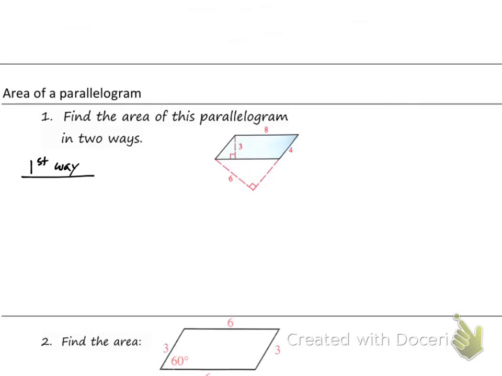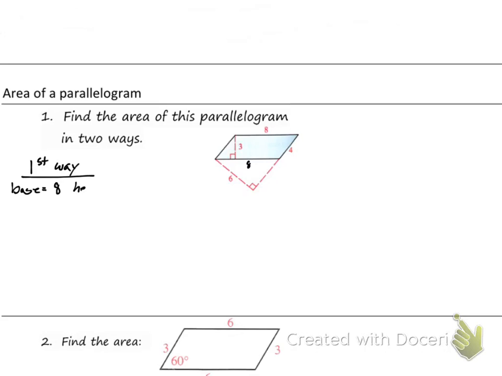Our first way is to say, hey, I have a height of 3, and if this is 8, that means this is also 8, so our base is 8. However you want to look at it, 8 or 8 up there. So our area, let's go ahead and label this one. So our base for that one is going to be 8.